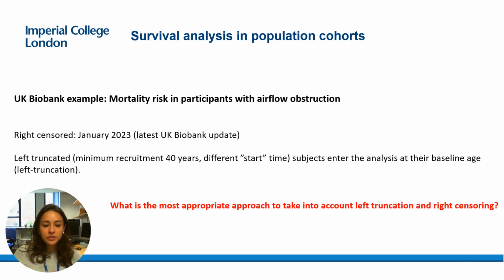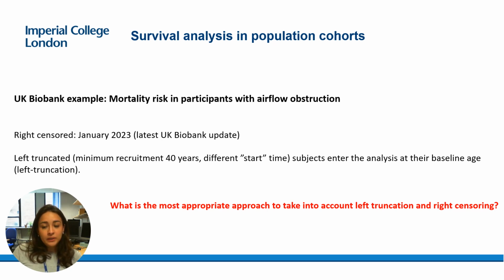So we start shifting our focus a little bit towards our ReCoDe example using the UK Biobank. In this case, we wanted to investigate the mortality risk in participants with airflow obstruction, which we define using different spirometry measures. But these could have been defined in other ways, with doctor diagnosis or different measures if you wanted to. However, in our case, this is the definition that we had.